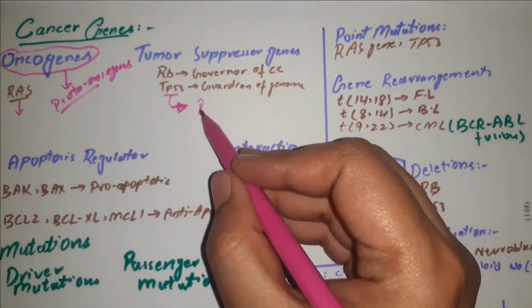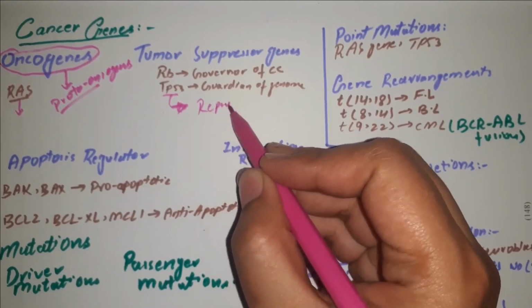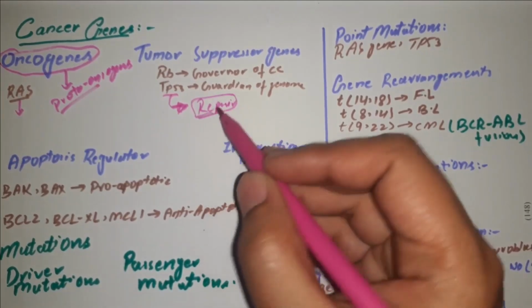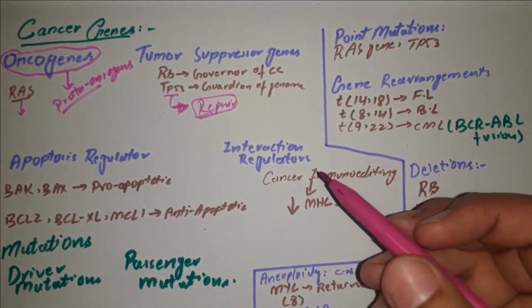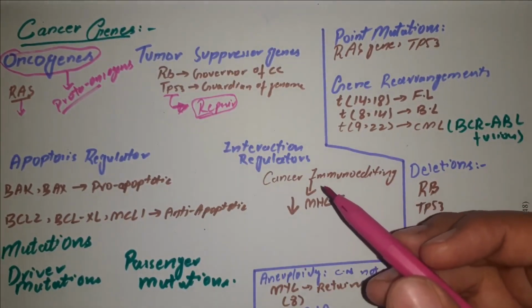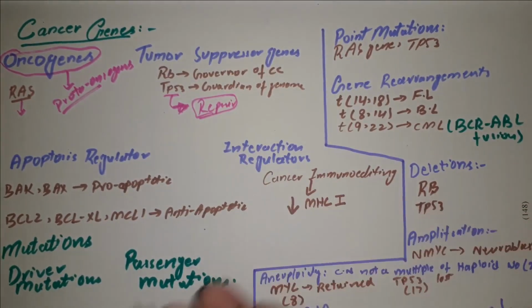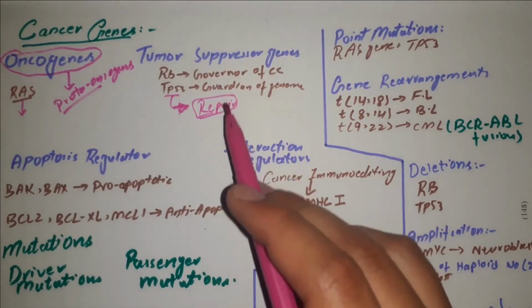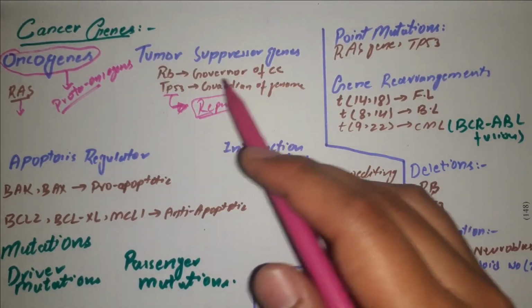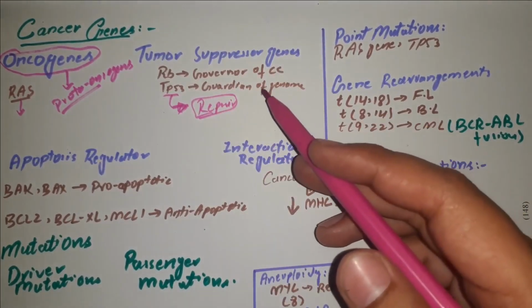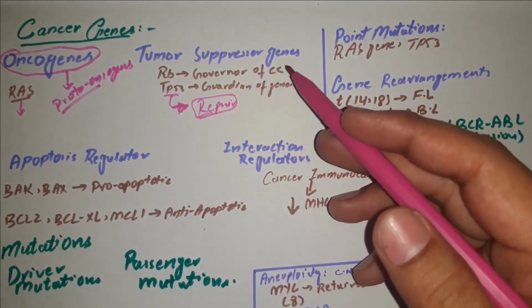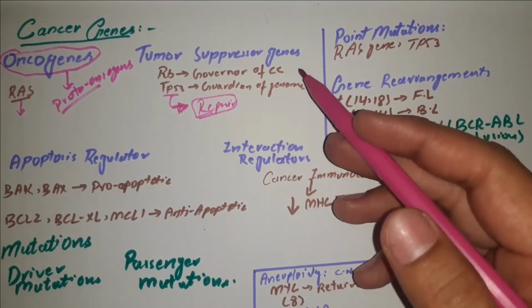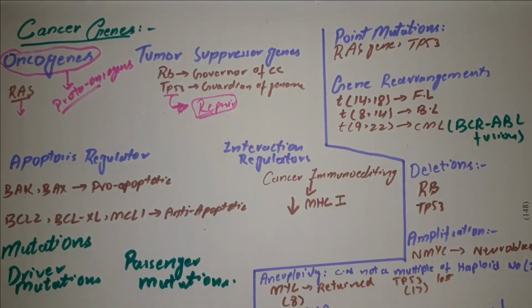Okay, so if the damage is repaired, then it continues the cell cycle normally. However, if the damage is beyond repair, it either arrests the cell cycle completely or leads to the apoptosis of the cell. So it is called the guardian of the genome. These are tumor suppressor genes. So if tumor suppressor genes get mutated, they can also lead to increased production of cells and increased production of tumors inside the body.